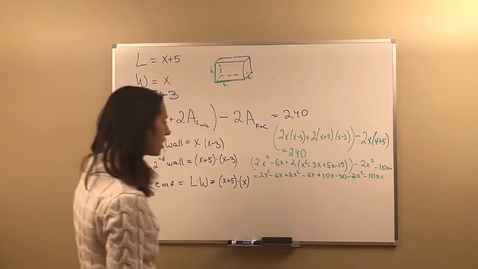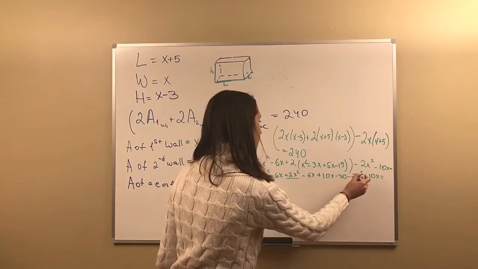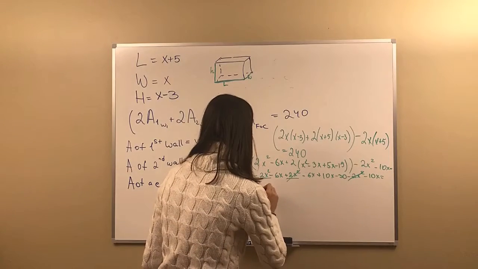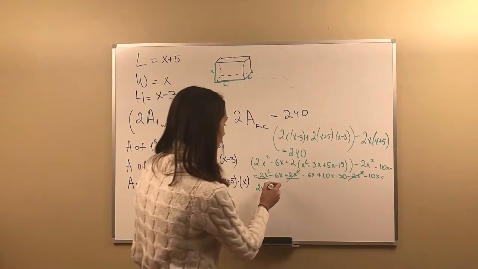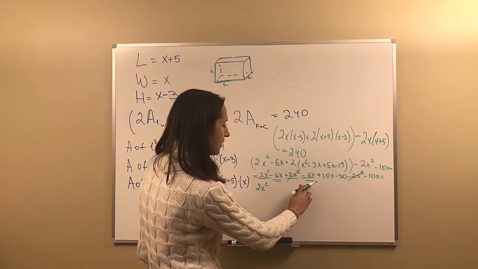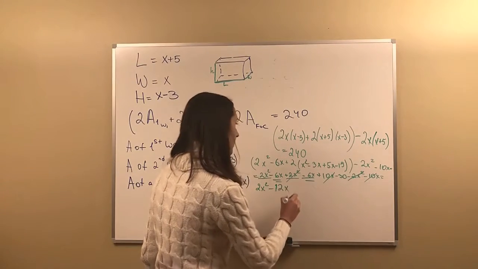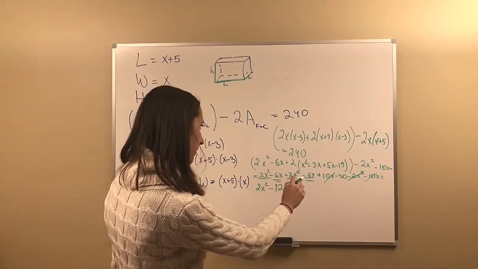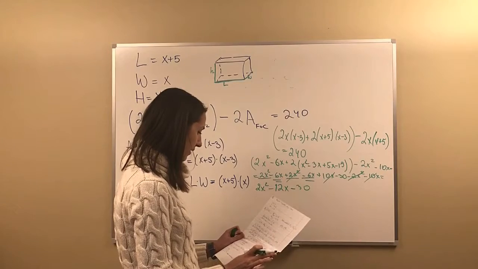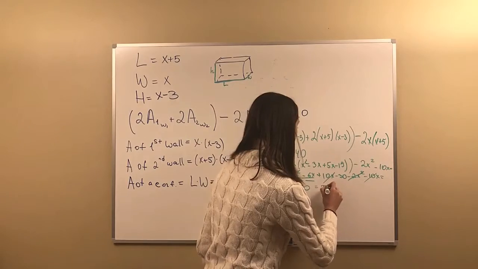Now let's combine the like terms. So we have 2x squared minus 2x squared, so that would be canceling each other. So we have only 2x squared. Now minus 6x minus 6x minus 12x. So that's canceling each other. So we have minus 12x. And I feel like we only have 30 left. Okay, minus 30. Alright, so let me check if I get everything right. Minus 2x minus 12x. Yep. And we know that it equals 240.